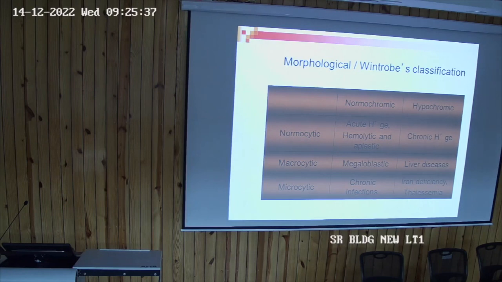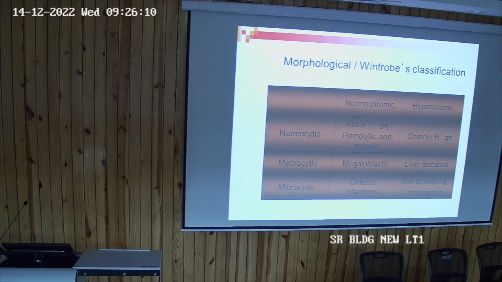Okay, it is only the sudden loss, maybe due to injury, trauma. So that is the reason in which there is an acute blood loss. So that will be restored within a particular time frame. So there is no problem in the morphology of the cells. So cells will be normocytic and normochromic. Clear? So by acute hemorrhagic condition, it will be normocytic and normochromic.